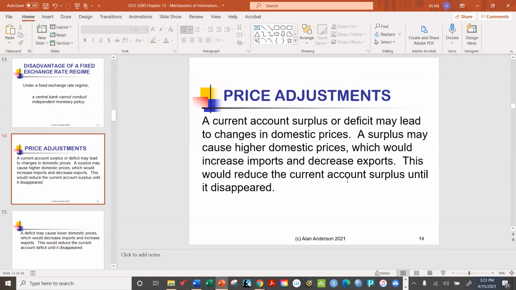All right, anyway, so a current account surplus or deficit may lead to changes in domestic prices. Typically, a surplus will cause higher domestic prices because there's a stronger demand for your products without a change in the supply. And so what will happen is when domestic prices start to rise, all of a sudden our exports become very expensive and our imports become cheaper. And before you know it, we find that the current account surplus is shrinking and eventually it should disappear. Okay, that's how a price adjustment would work.